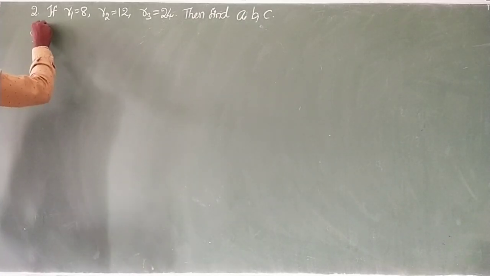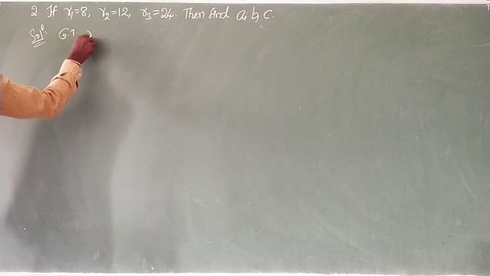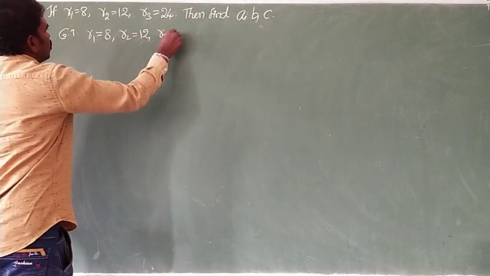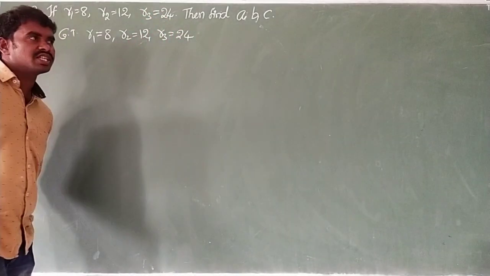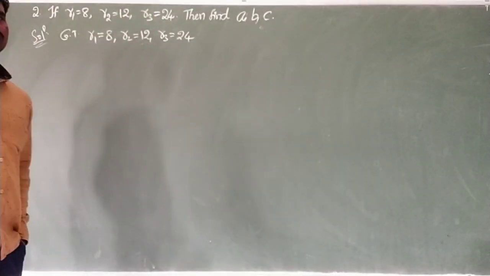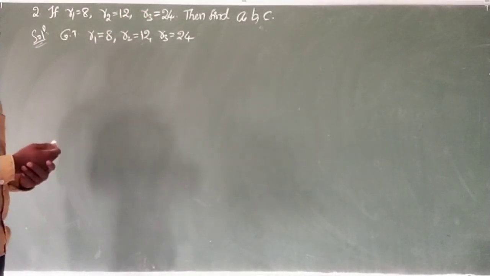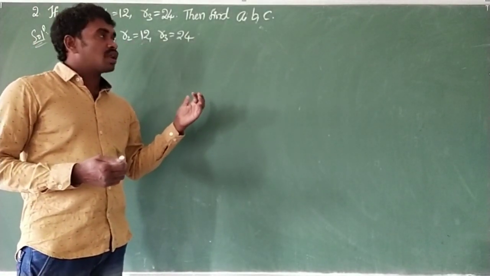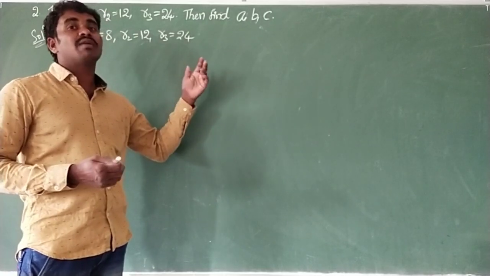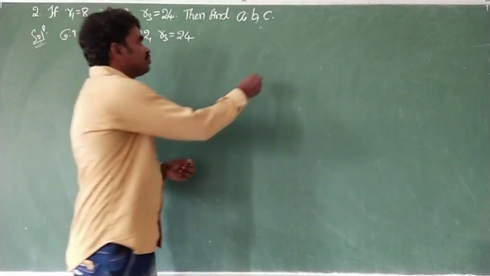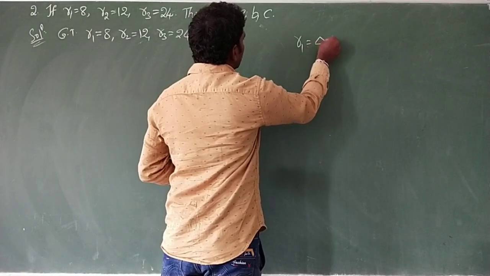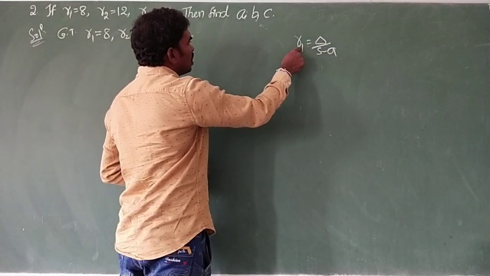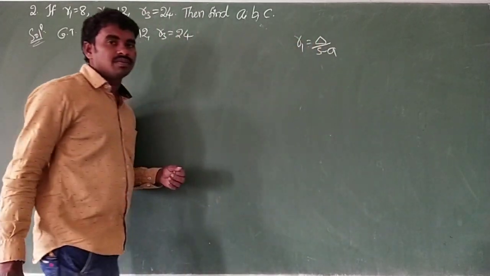Solution. So which are given? Given that small r1 value is 8, r2 value is 12 and r3 value is 24. Okay, these three are given. We should find small a, small b, small c. To find a, b, c, we have the formulas: small r equals delta by s, r1 equals delta by s minus a. Okay, r1 equals delta by s minus a.